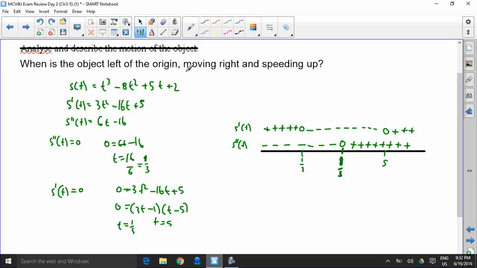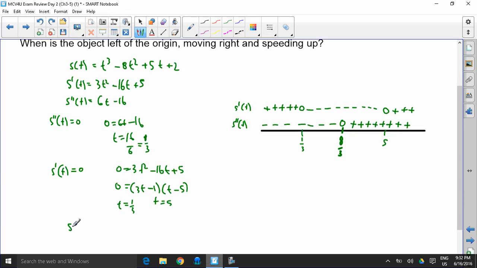And so now if we want to have it moving right, it's got to be one of these pieces, right? Okay, well, let's keep going. When is the object to the left of the origin? Well, that's got to do with the position function. And when the position function is 0 is actually when a cubic is equal to 0.